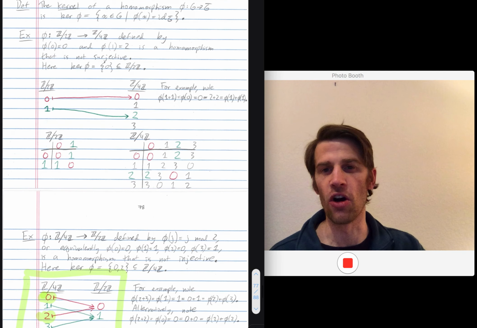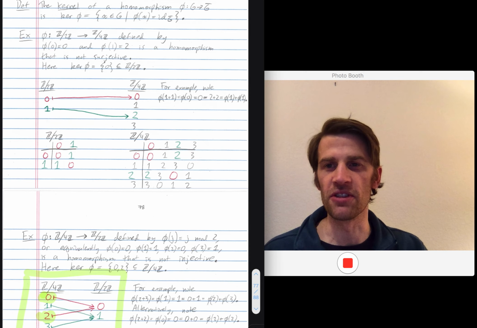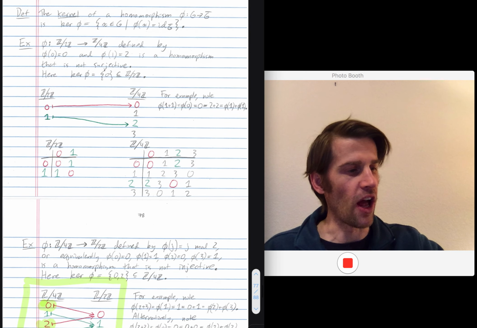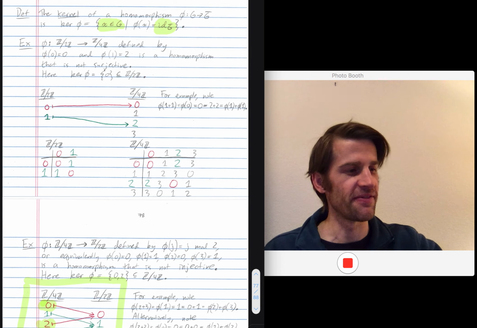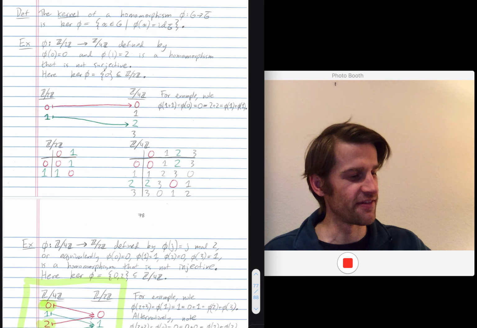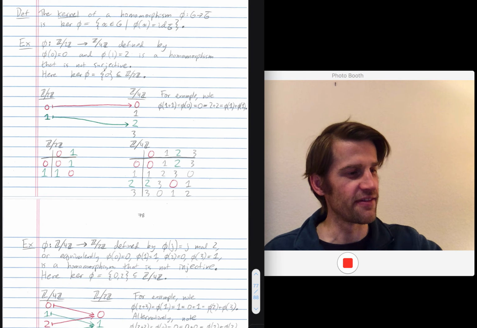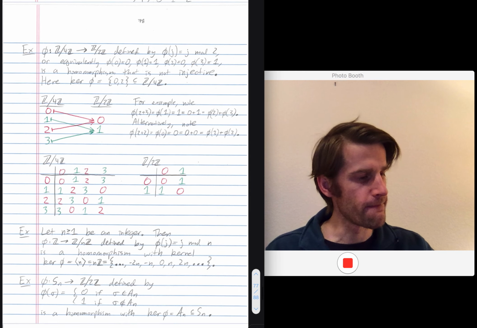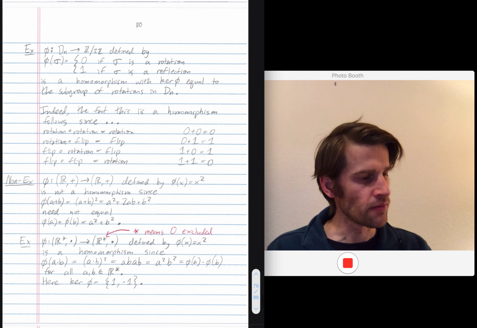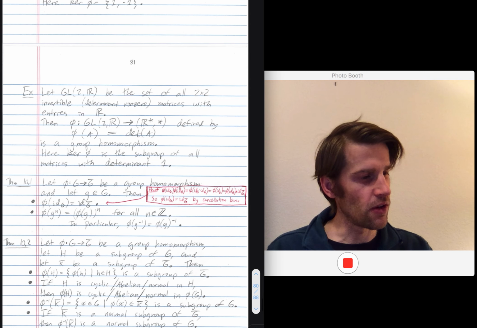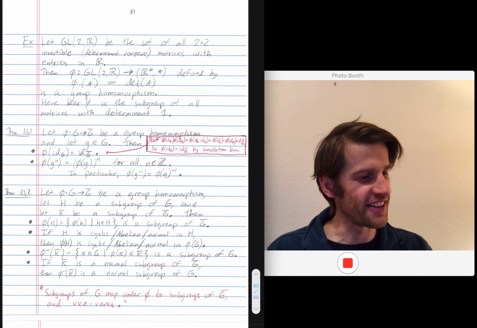The kernel of a homomorphism phi from G to G bar is all elements in G that under this map phi get mapped to the identity of G bar. Alrighty, so let's get to the new content today.